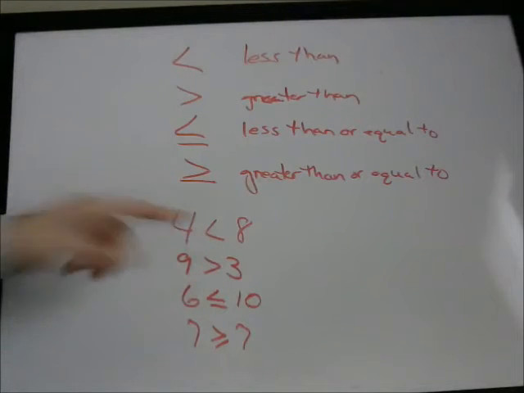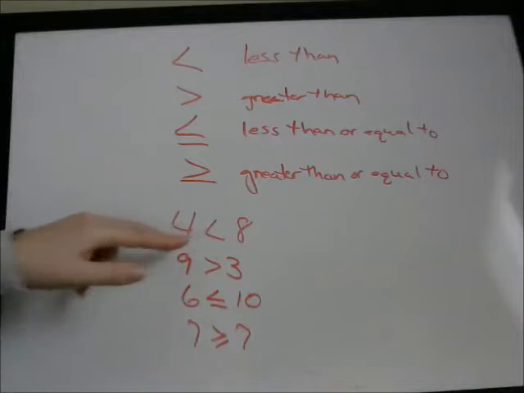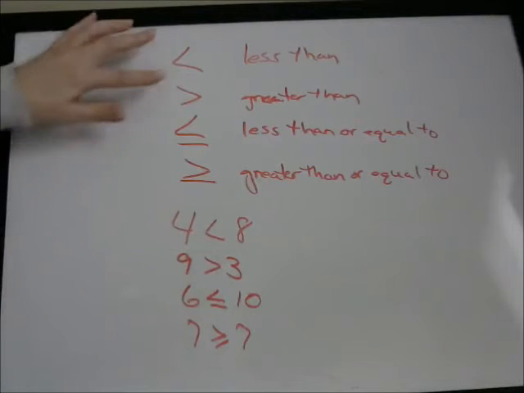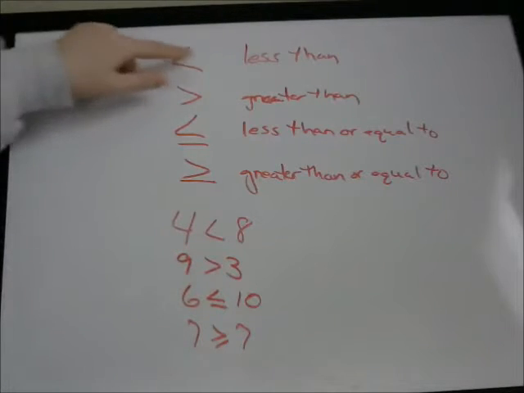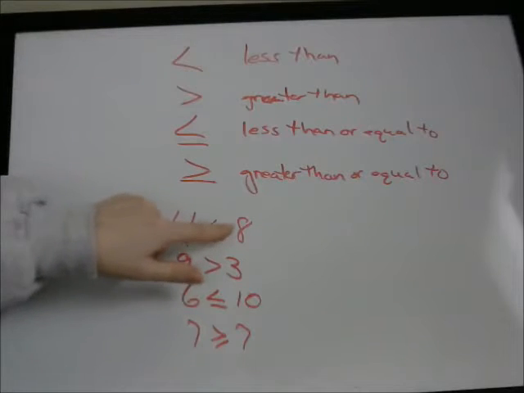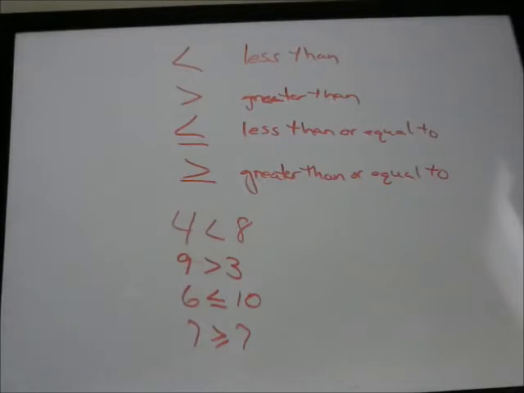One way that they generally teach to remember this is to think of it as an alligator mouth, which wants to eat the bigger number. So the bigger number is always going to be on the side that the alligator's mouth is eating.